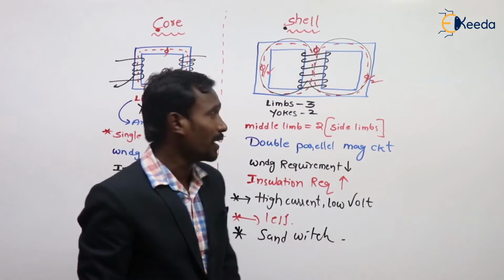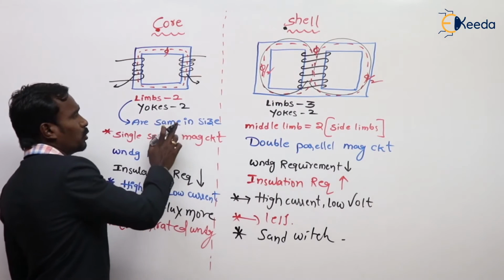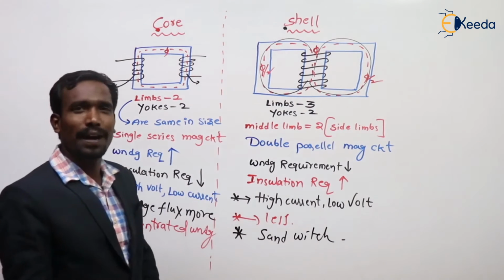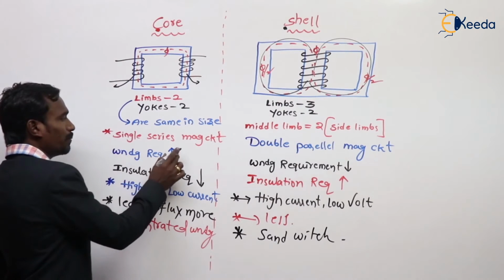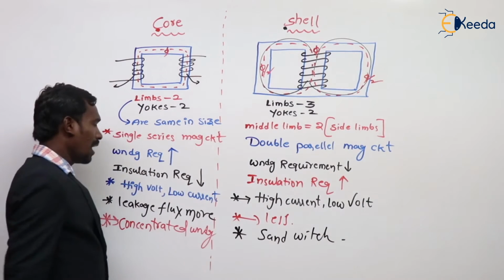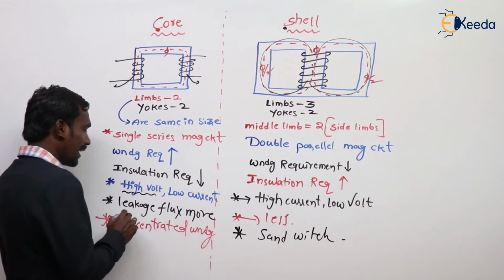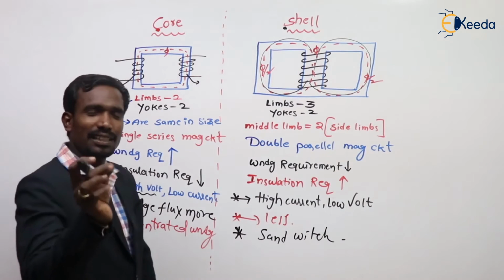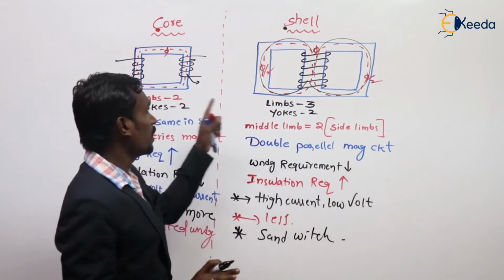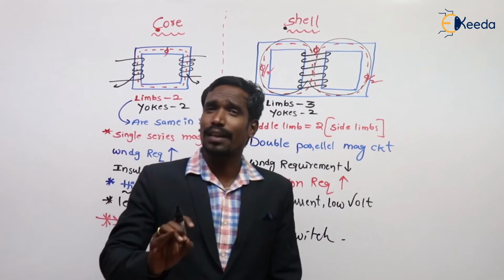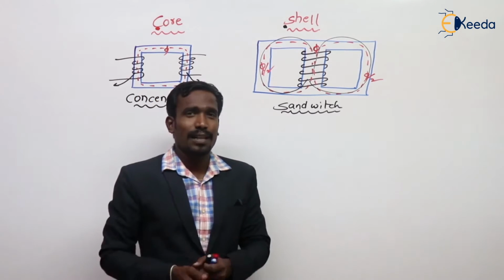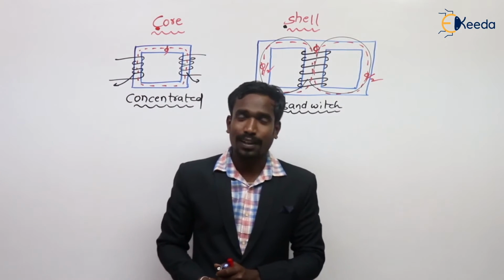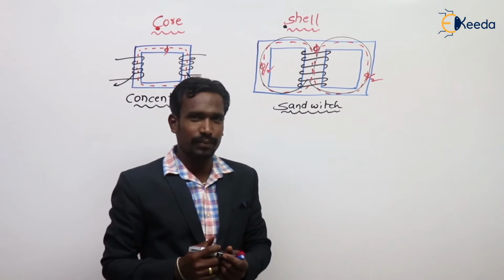Very important, right? Here, number of limbs and yokes and area of limbs, single series magnetic circuit and double parallel magnetic circuit, winding requirement more, insulation requirement less, high voltage applications and leakage flux is more, and here we are using a concentrated winding. These are the basic differences between core type and shell type transformers. Let's discuss concentrated winding and sandwich winding.